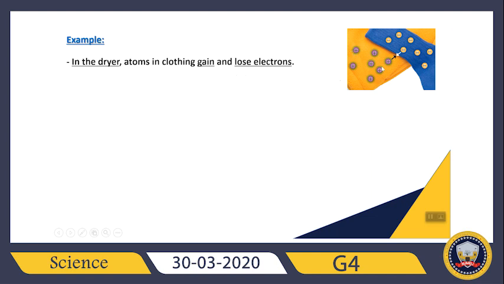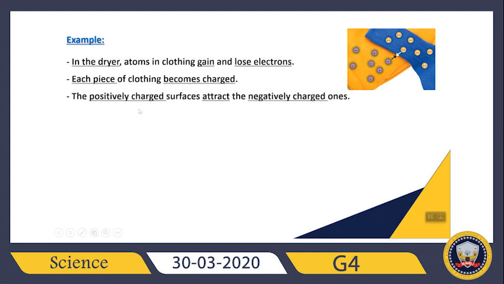So for example, this yellow t-shirt becomes positively charged, while this blue sock has a negative charge on its surface. They are different, they are opposite, as we said a while ago. Each piece of clothing becomes charged. So the positively charged surfaces attract the negatively charged ones. They attract and stick together. That's why sometimes the clothes stick together when we take them out from the dryer.